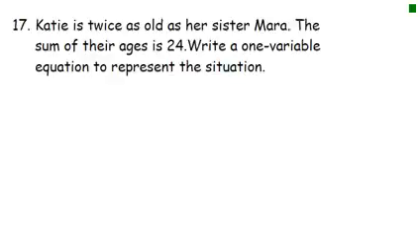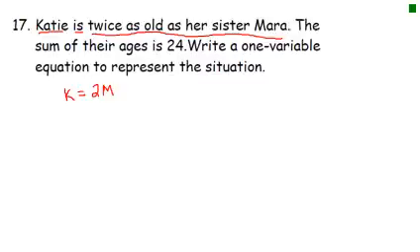Number 17. On 17, it says, Katie is twice as old as her sister Maria. So I'm going to write an equation for that. Katie, I'm going to put as K. Is, we know, means equals. Twice as old as her sister, not Maria, Mara. So twice as old as her sister Mara, that's going to be 2 times Mara, or 2m. Okay, so there's our first equation for that one.